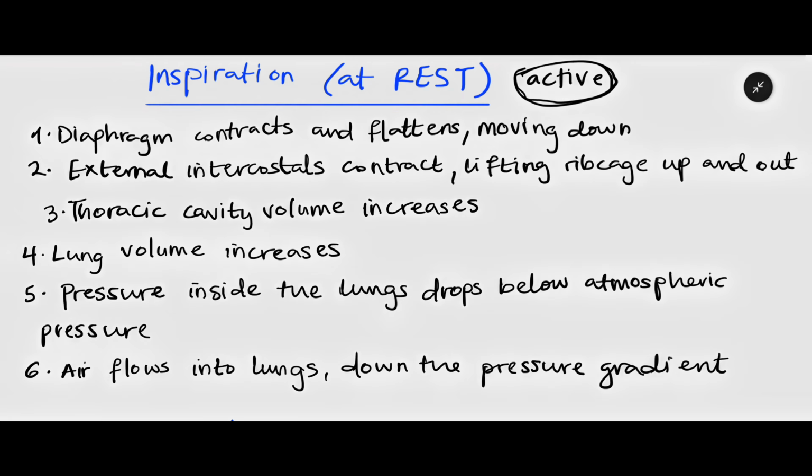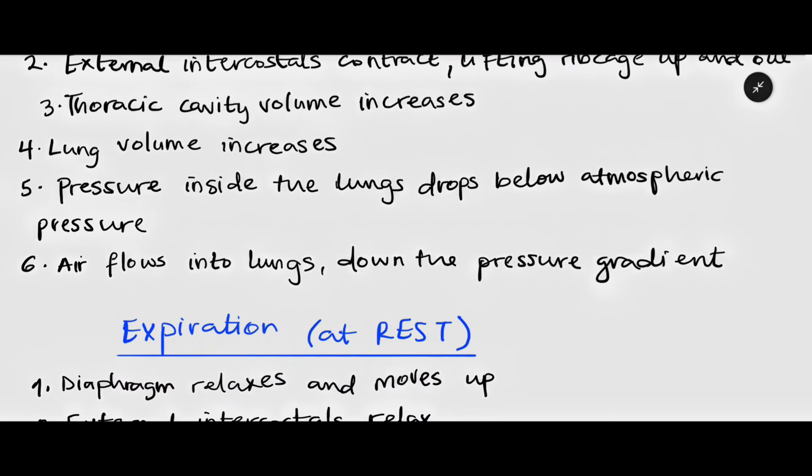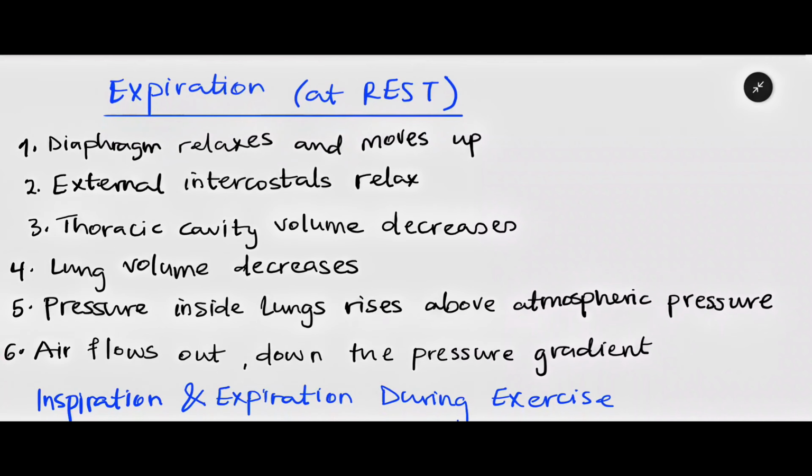So the first thing that happens is the diaphragm contracts and flattens, causing it to move down. Then the external intercostals contract, and this lifts the rib cage up and out. Because of this, thoracic cavity volume increases and lung volume increases. Therefore, the pressure inside the lungs drops below atmospheric pressure, and air can then flow into the lungs down the pressure gradient.